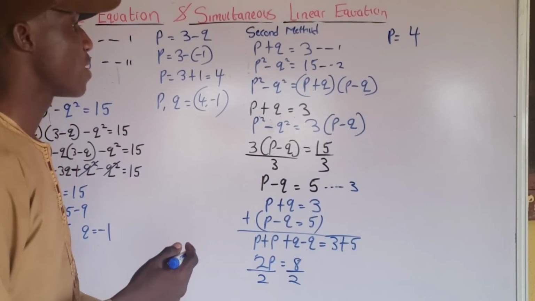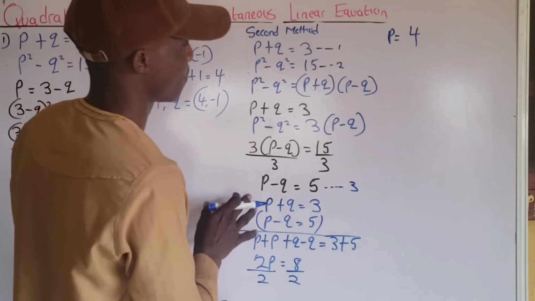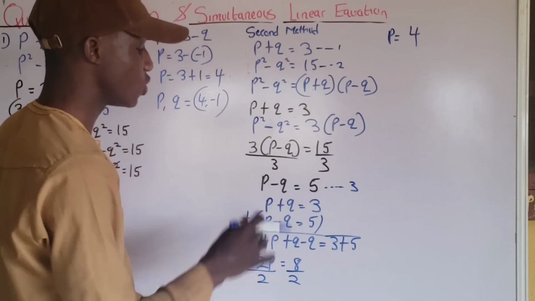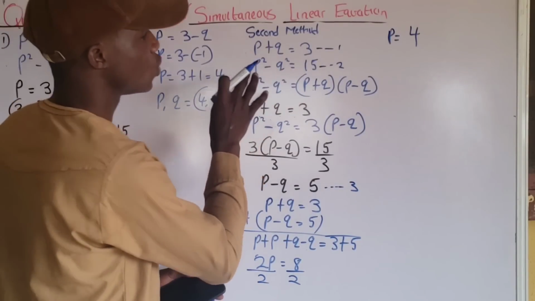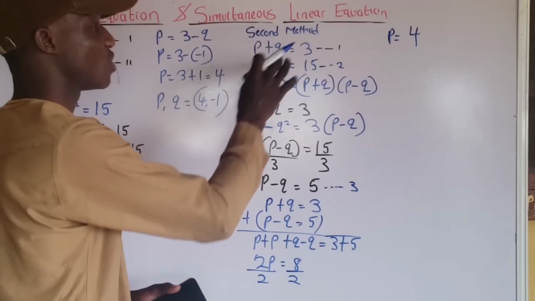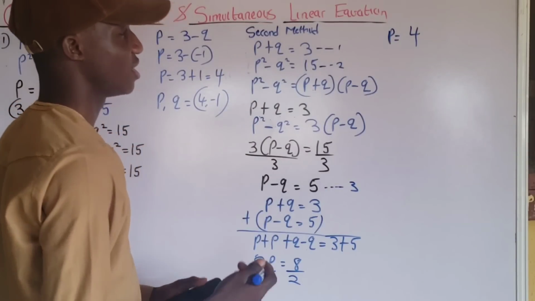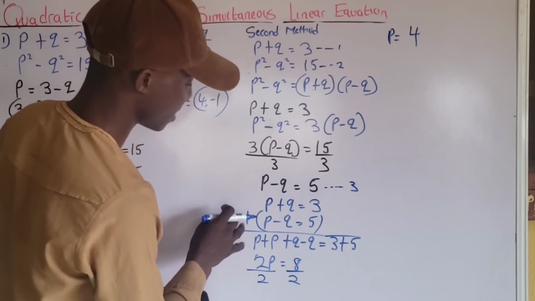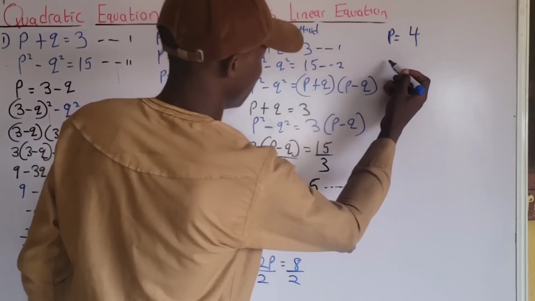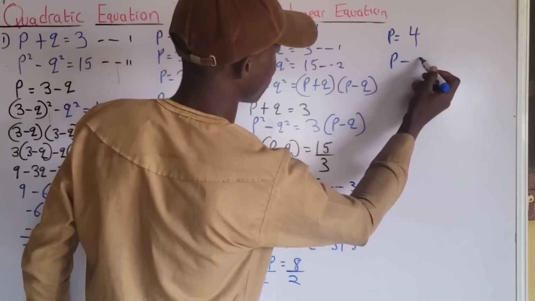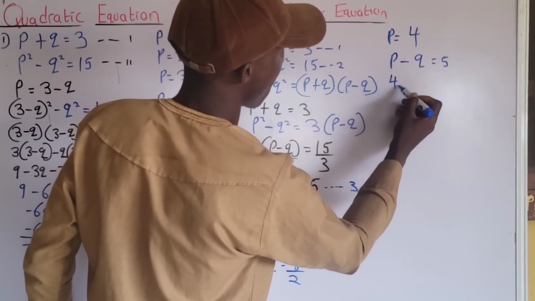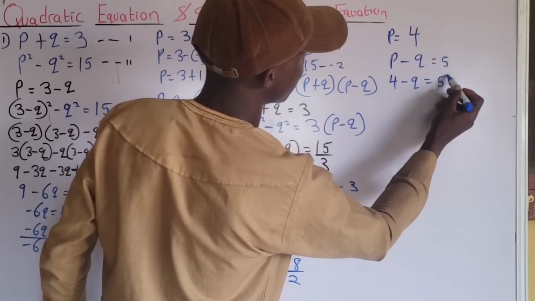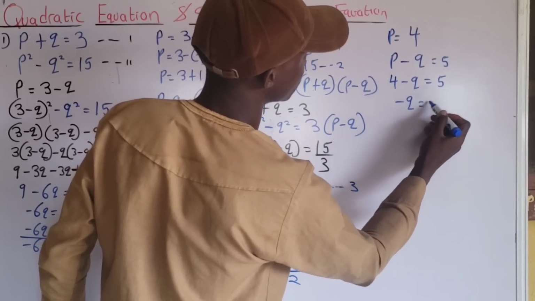Do you understand? Okay? Now, having gotten the value of p as 4, you can easily get the value of q by substituting p into any of the equations, either equation 1, equation 2, or equation 3. So let's make use of equation 3. You know, in equation 3 we have p minus q is equal to 5. Now when p is 4, I'm going to have 4 minus q is equal to 5.